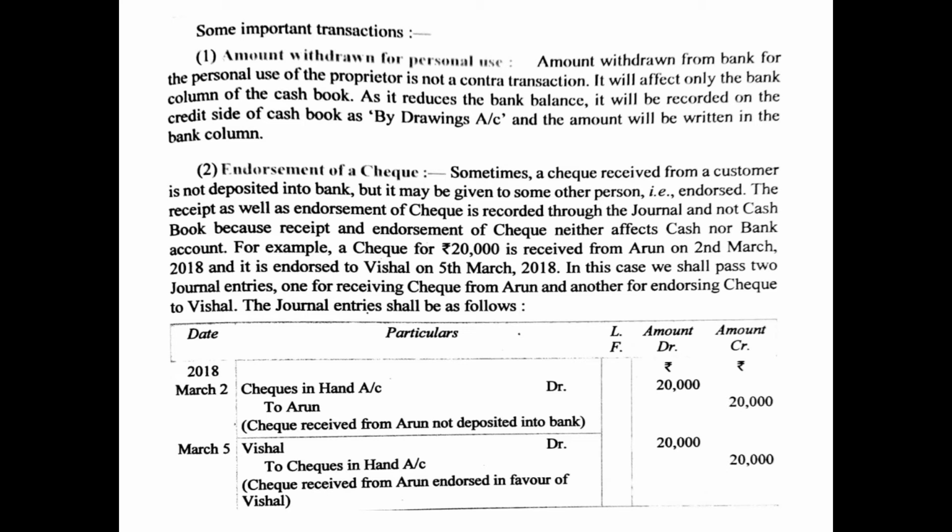As it reduces the bank balance, it will be recorded on the credit side of the cash book as by drawings account, and the amount will be written in the bank column. Number 2, endorsement of a check.